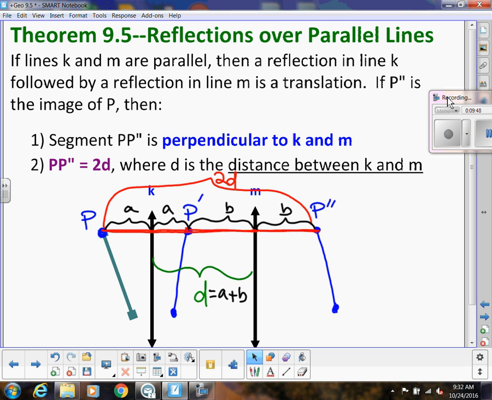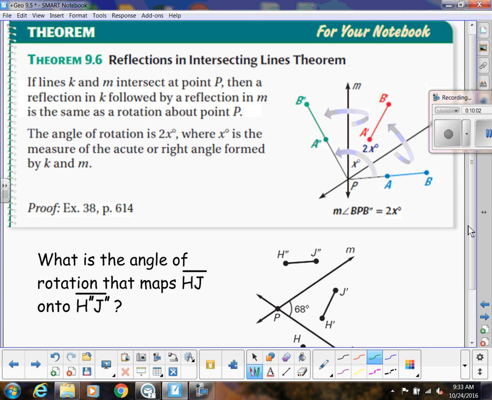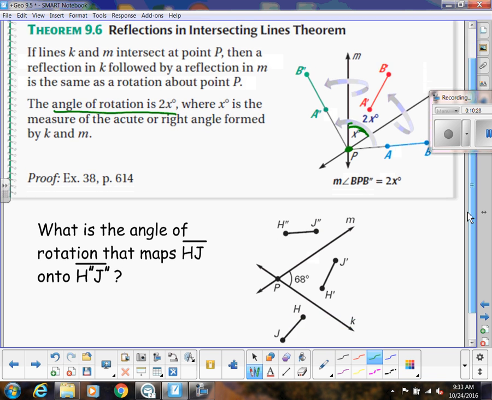All right. So very similarly, if I do a double reflection over intersecting lines, so now these aren't parallel, but they're intersecting, and here they're calling the point of intersection P. Then the reflection in K followed by reflection in M is the same as a rotation about point P. And that angle of rotation is going to be 2 times x, where they're considering x the degree measure between those intersecting lines.